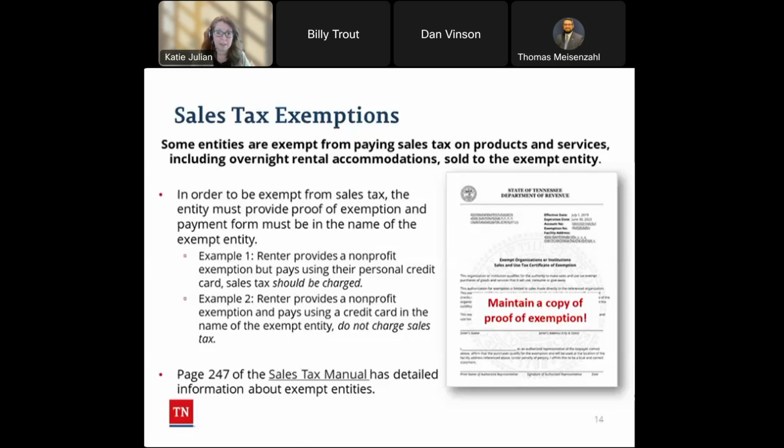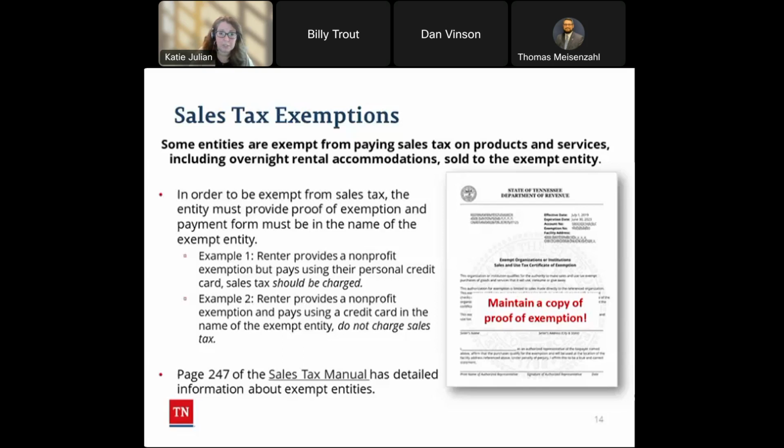So let's say the renter provides a nonprofit exemption, but they pay you using their personal credit card. The exemption's in the name of such and such nonprofit, but they're using Katie Julian's personal credit card, that doesn't work. So you need to charge sales tax to them. But if the renter provides their nonprofit exemption and pays using a card or a check that's in the name of the exempt entity, you do not have to charge sales tax to them.